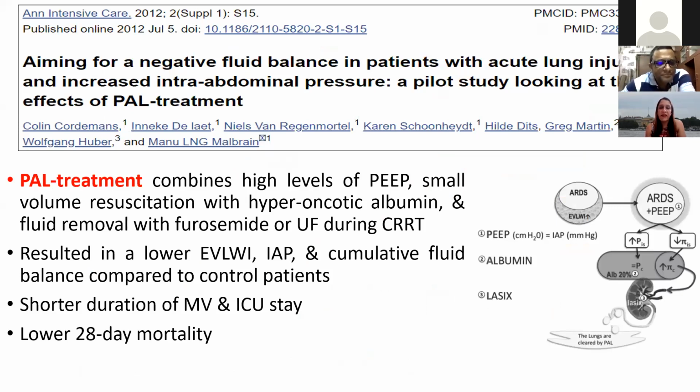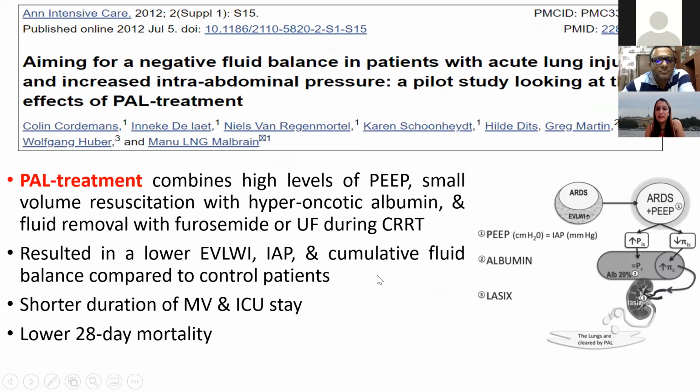This PAL treatment has been recommended. This is actually now being used in many ICUs. This was a pilot study looking at the effects of PAL treatment in patients with acute lung injury and increased intra-abdominal pressure, combining high PEEP, 20% albumin, and Lasix for fluid removal or ultrafiltrate during CRRT.